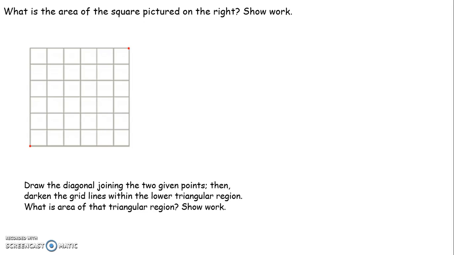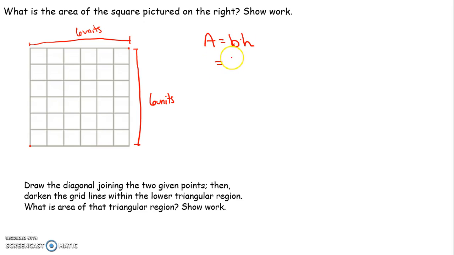It says, what's the area of the square pictured to the right? It's actually pictured below. We're going to show some work. So to find the area of this square, we can do side squared, or base times height. So this is 6 units by 6 units. It's a square, so the area of that square would be base times height. Quick little review of that. 6 units times 6 units would be 36 square units.